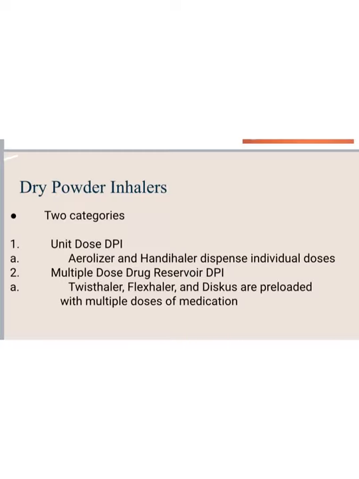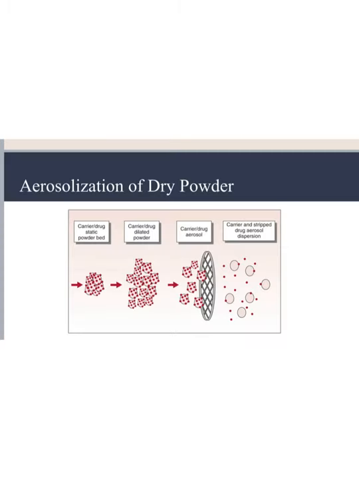Okay, moving on to dry powder inhalers or DPIs. You have two categories. You have a unit dose, which is like Spiriva. That means there's one dose, and it's not preloaded. And then the multi-dose drug reservoir DPI, which would be a Diskus like Advair. All of the doses are in this Diskus. And I will show you each of them on my video that I make.